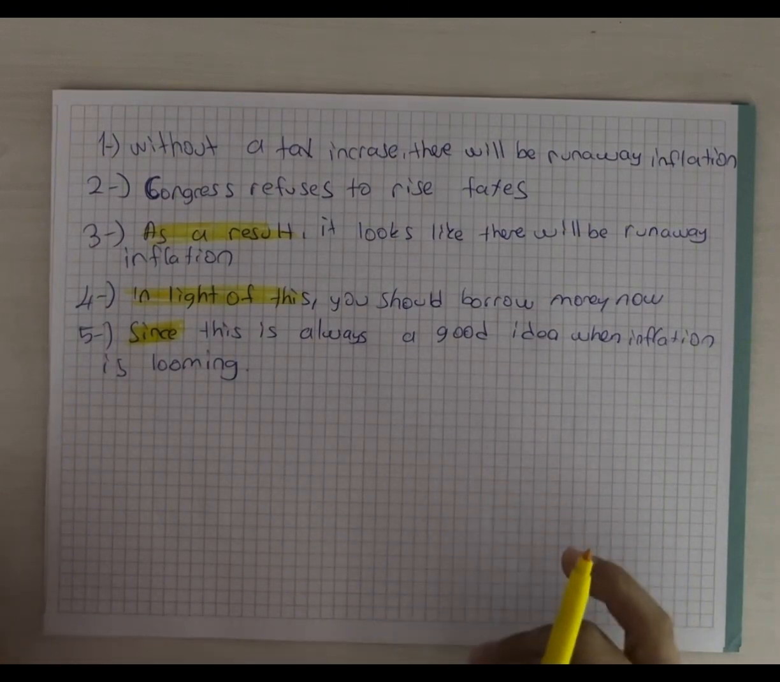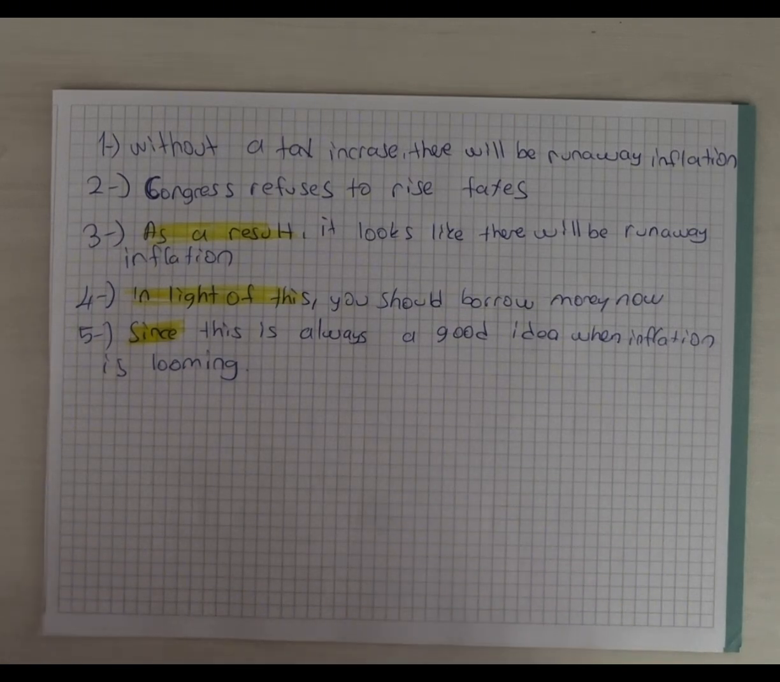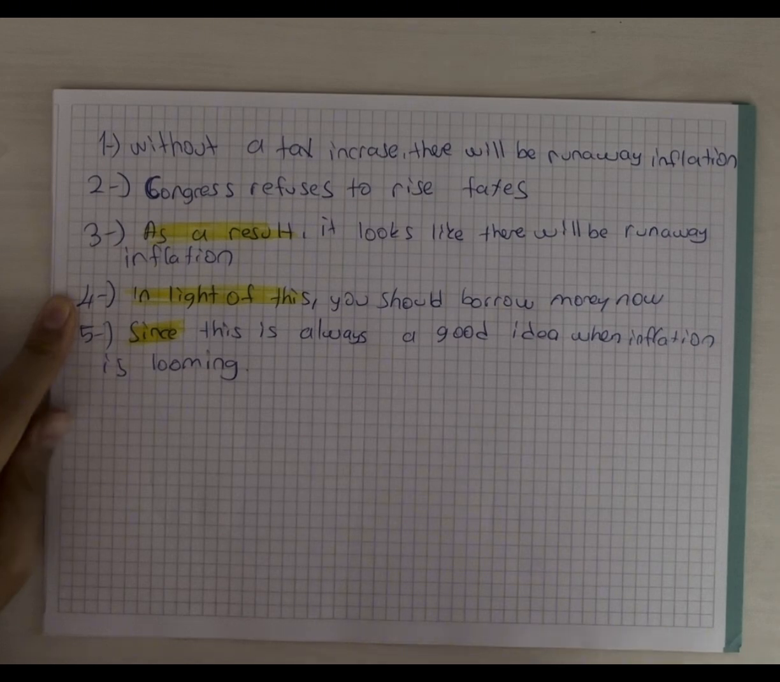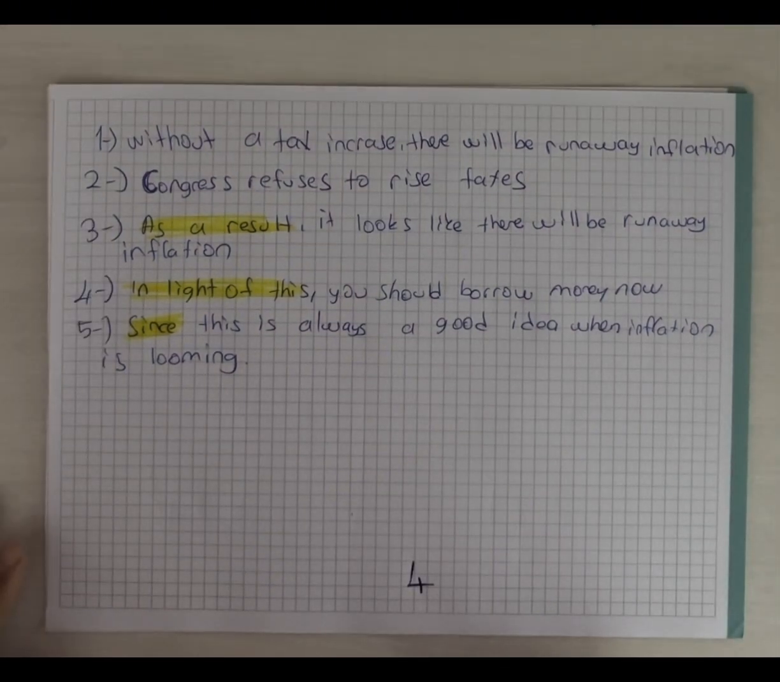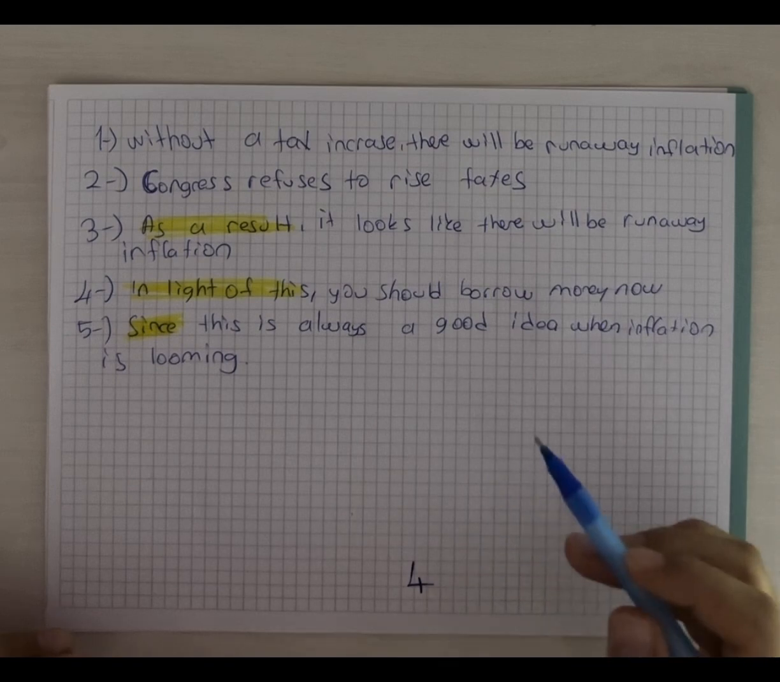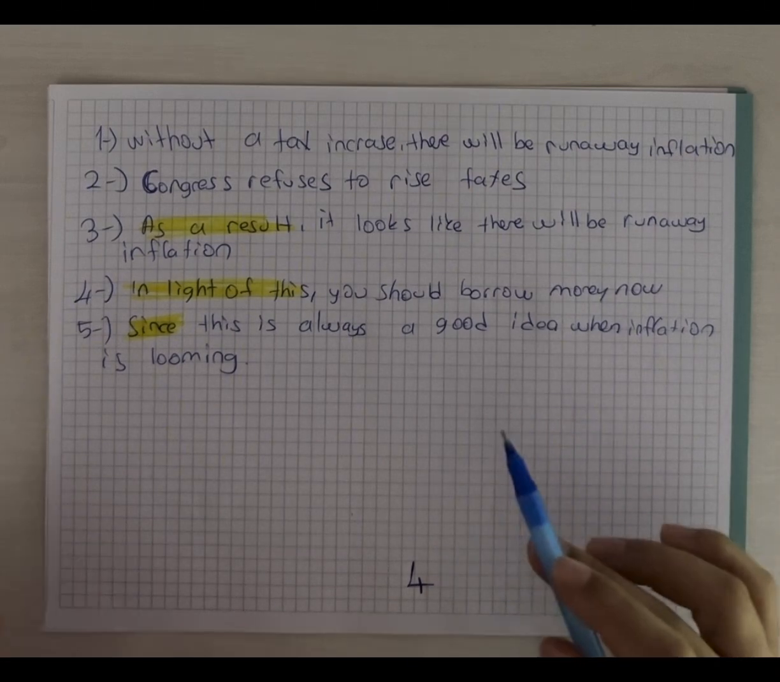We need to read carefully because before starting diagramming, we need to find the conclusion. The conclusion is the fourth one: you should borrow money now. And then, without a tax increase, there will be runaway inflation, and Congress refuses to raise taxes. As a result, it looks like there will be runaway inflation.